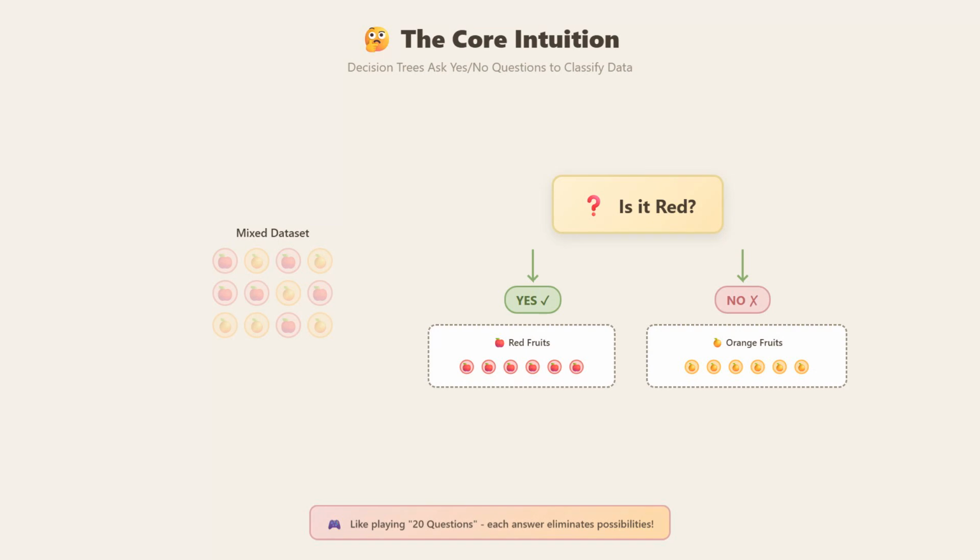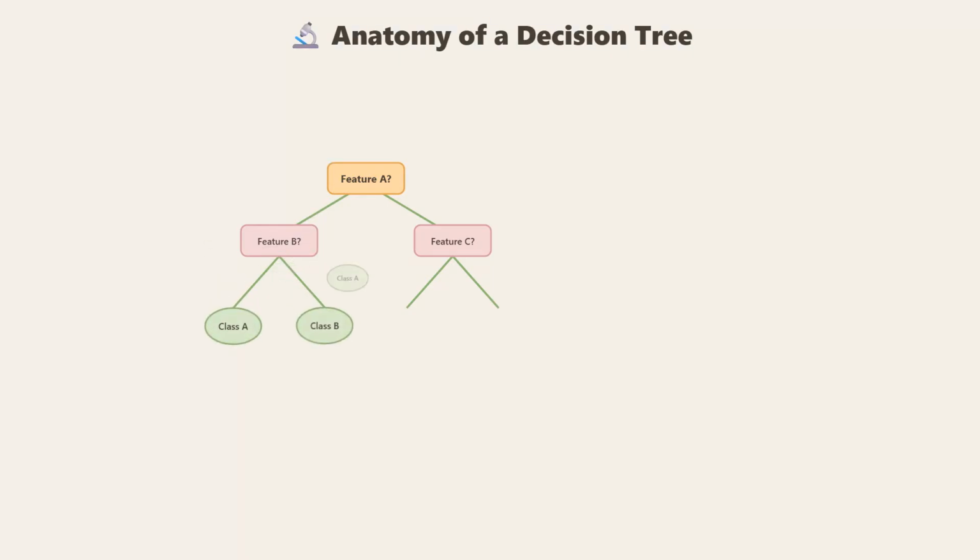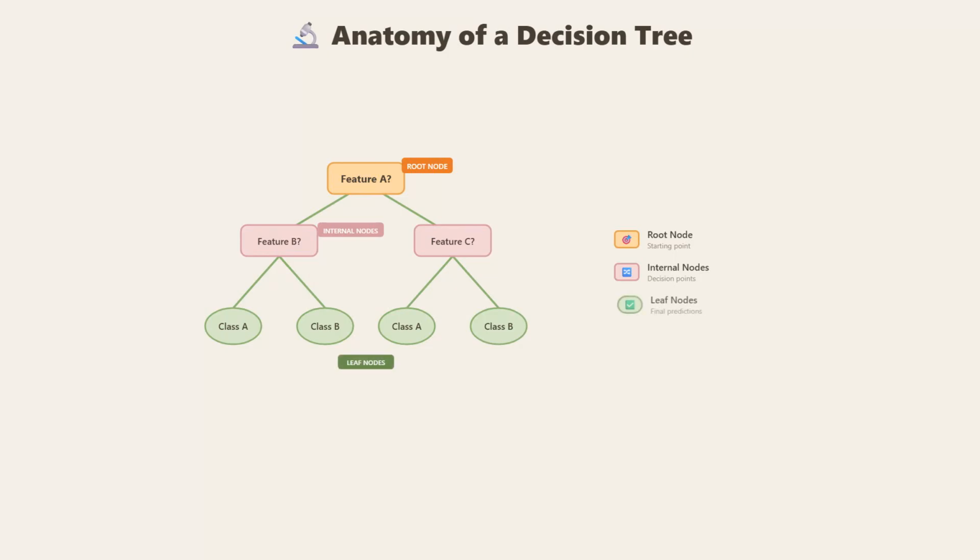Let's break down the anatomy of a decision tree so you understand every component. A decision tree has four main parts that work together to make predictions. First, at the very top, we have the root node. This is where everything starts, marked with an orange highlight and labeled clearly. The root node contains the first and most important question, the one that best separates your data. It's called the root because, like a real tree, everything branches out from here.